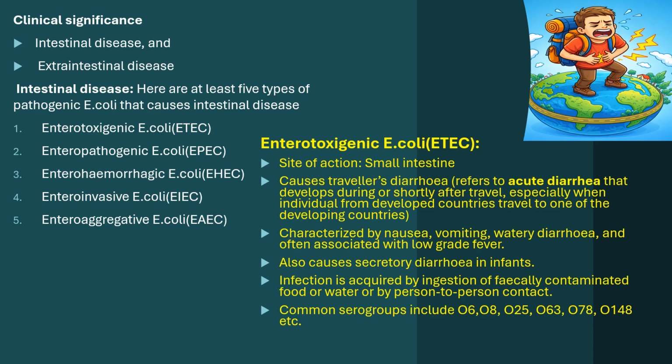Clinical significance. Two main types of clinical syndromes are caused by E. coli. They are intestinal disease and extraintestinal disease. First, intestinal disease. There are at least 5 types of pathogenic E. coli that cause intestinal disease. And all these are basically the same organism, differing only by the acquisition of specific pathogenic traits.